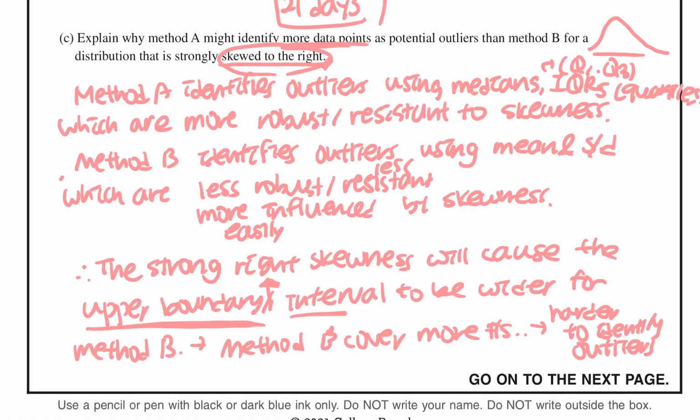Or in other words, method A, which uses robust medians, robust quartiles, and robust interquartile ranges, will identify more data points as potential outliers.